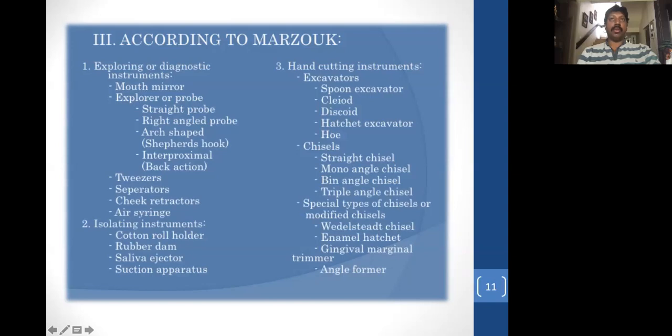So what you use is cotton holders. Majorly, the best to use is a rubber dam. That is the best isolation method. In a rubber dam, nothing else is visible, only a single tooth is visible. Okay. Then the third one is hand cutting instruments. So excavators, chisels, okay, special types of chisels or trimmers. Excavators include spoon excavator, cleoid, discoid, hatchet excavator, bow. Chisels include straight chisel, mono angle, biangle, triple angle. Special types of chisels include modified chisels, enamel hatchet or gingival marginal trimmer, and angle former.